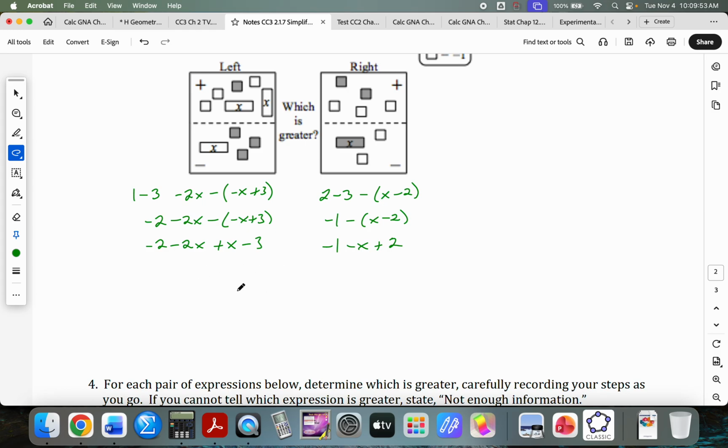All right, now let's simplify both sides again. Negative 2x plus x is what? Just negative x. Negative 2 minus 3 is negative 5. Over here, we've got a negative x. And negative 1 plus 2 is 1. So then if we removed a negative x from both sides, we've got negative 5 compared to 1. So which side is greater? The right side.